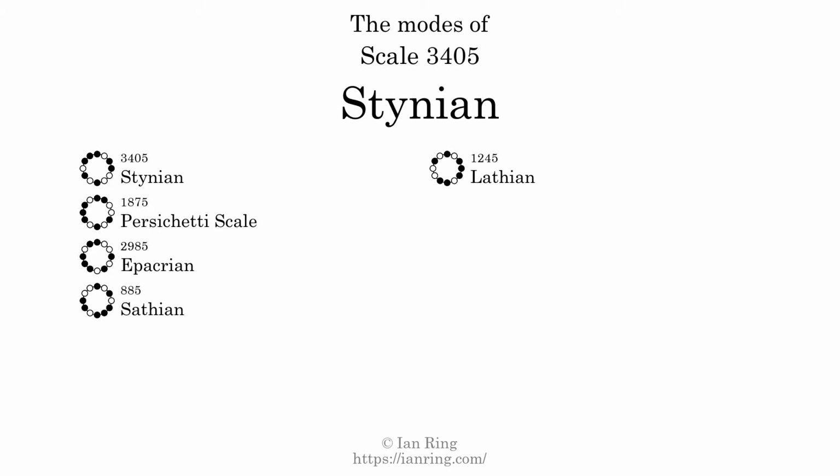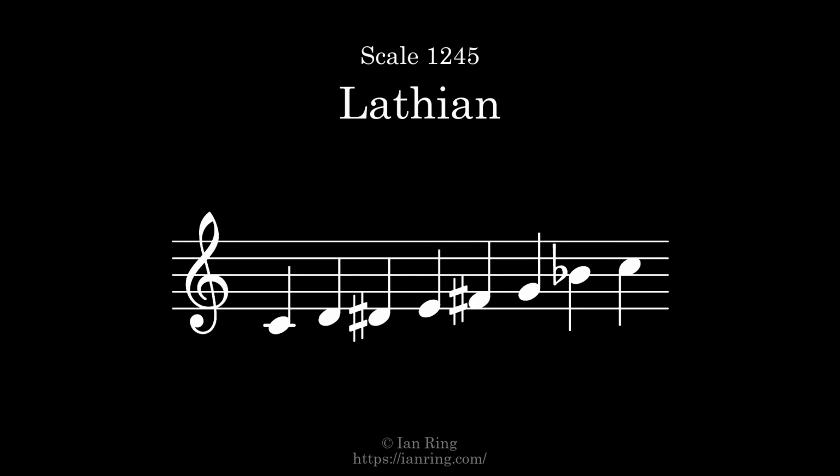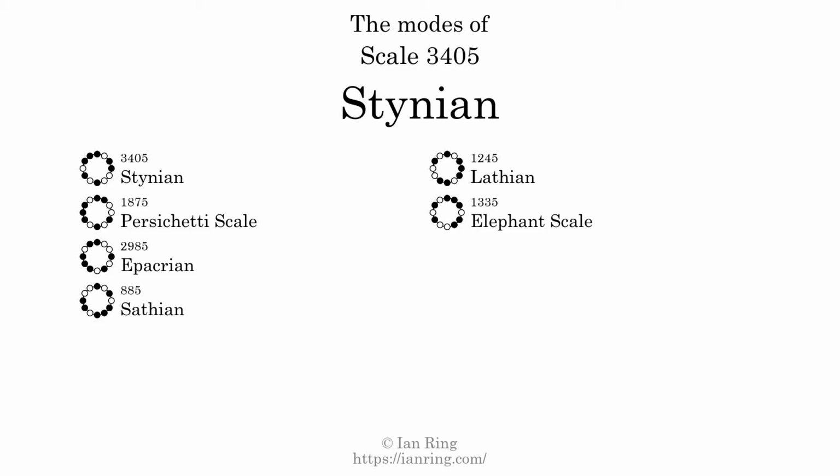The fifth mode is scale 1245, also known as Lathian. It sounds like this. The sixth mode is scale 1335, also known as elephant scale. It sounds like this.